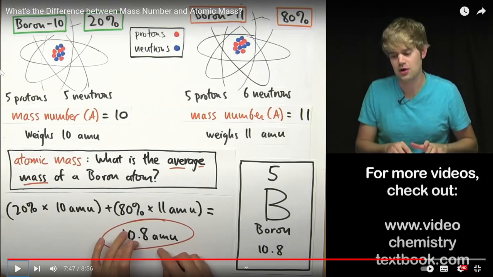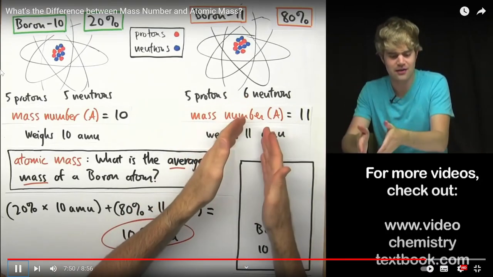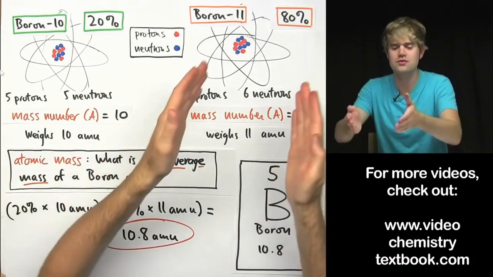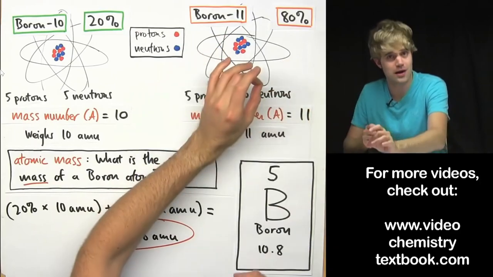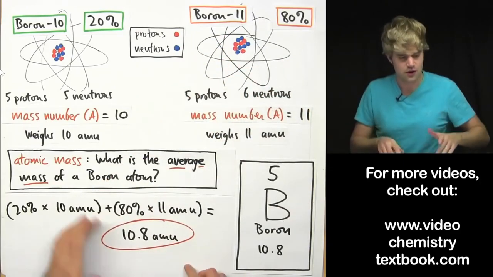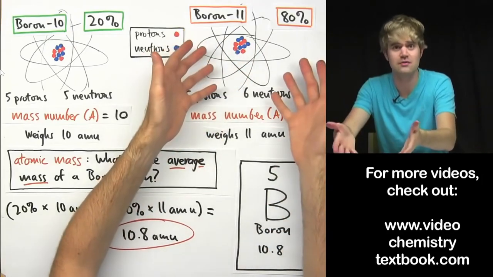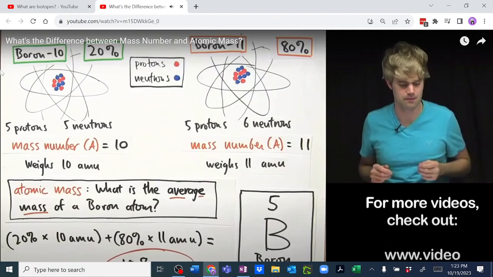Is 10.8 closer to 10 or closer to 11? It's closer to 11, and why is that? Because we have more of the 11 isotope, which is much closer to 11 than it is to 10. And that makes sense, because since we have so many more of these and they weigh more, the average for these two types should end up closer to this, just because we have so many more. Okay, we're going to pause there.